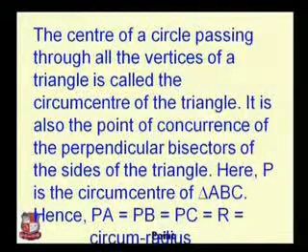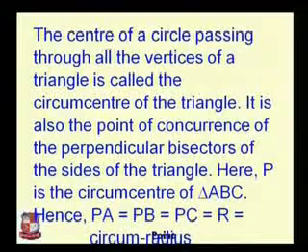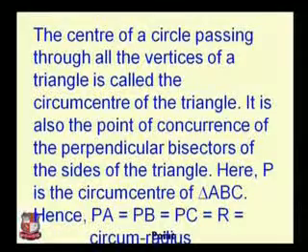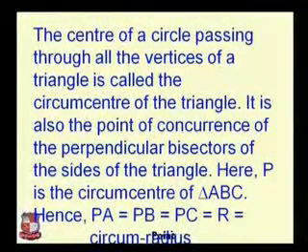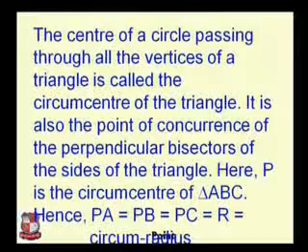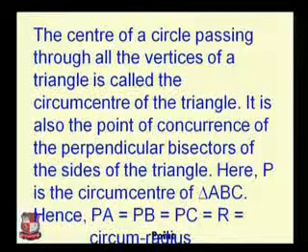It is also the point of concurrence of the perpendicular bisectors of the sides of a triangle. Here P is the circumcenter of triangle ABC, which we already see in this figure. So P is the center point of the circle as well as the circumcenter of the triangle. Hence PA is equal to PB is equal to PC is equal to R, which is the circumradius. So here PA is equal to R, PB is equal to R, and PC is equal to R. So R is denoted by circumradius.